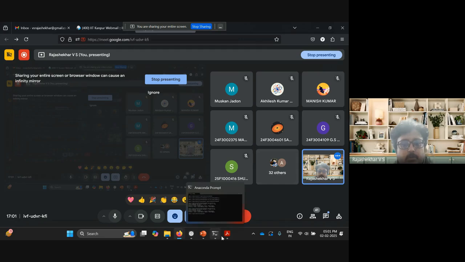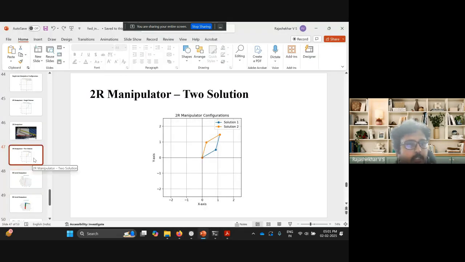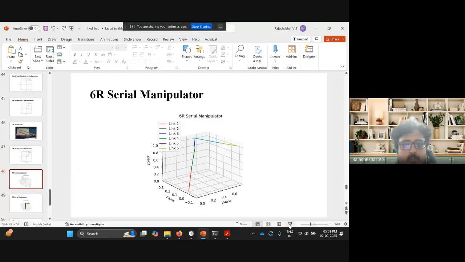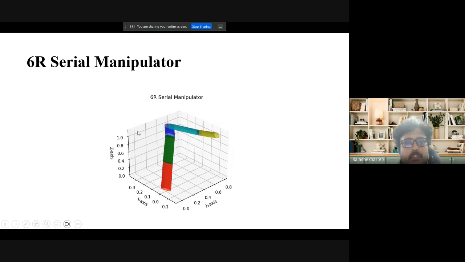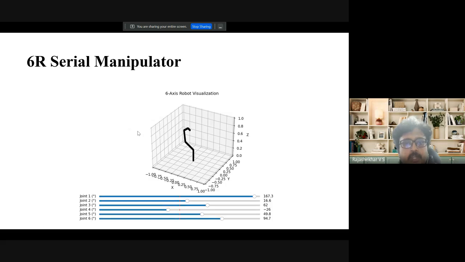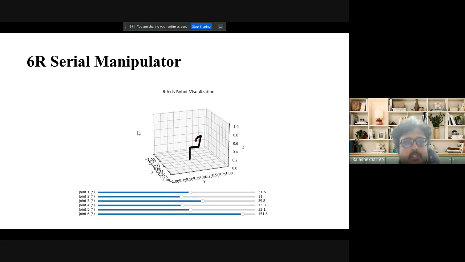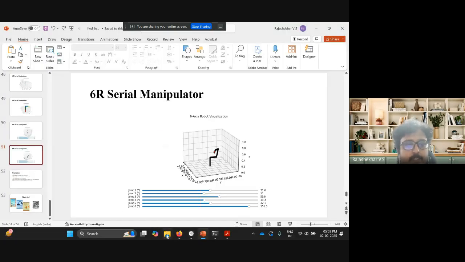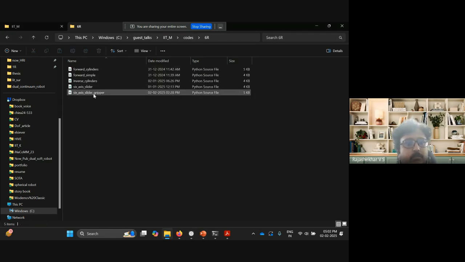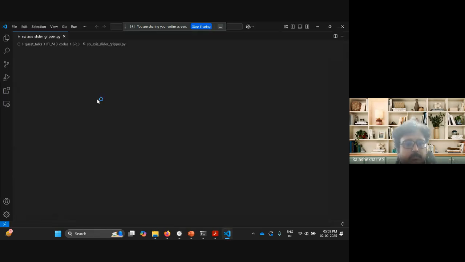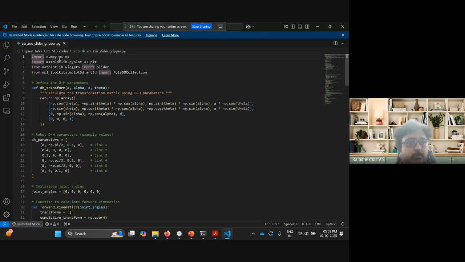Okay, now we'll move into the last part. This is a 6-axis serial manipulator where there are 6 links in space, and this is the representation using cylinders. We have the code along with us. Now we'll try to execute this code and see. And there are 6 joint angles. So I will briefly explain the code for this one with the gripper.